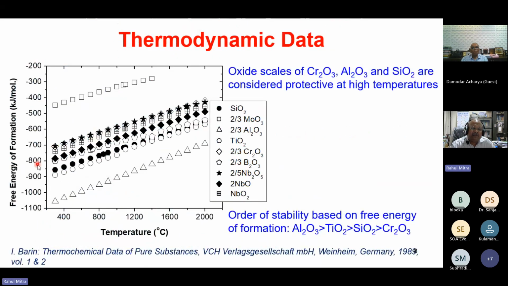So this is the Ellingham diagram, free energy of formation versus temperature for the formation of different oxides per mole of oxygen. You can see that the most stable is the one with the lowest free energy of formation, which is alumina. Silica, SiO2, and TiO2 are close. There is an overlap between them. And this over here is molybdenum trioxide, which becomes volatile at high temperature. There are other oxides in between. So alumina is followed by TiO2, followed by SiO2, followed by chromium oxide. Alumina is the most stable, and chromium oxide is the least stable among these four, but there are others which are much less stable.